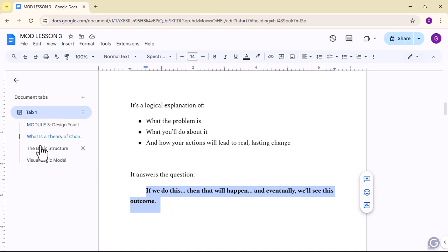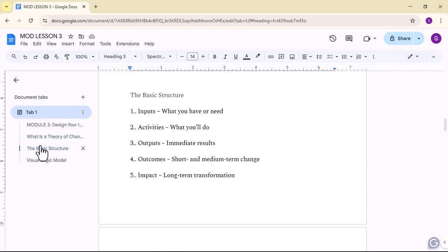So let's look at the basic structure of the theory of change. Here is the beginner format I teach and use myself. One of the first things is input, what you have or need. Second is activities, what you will do. We've covered a lot of these activities.